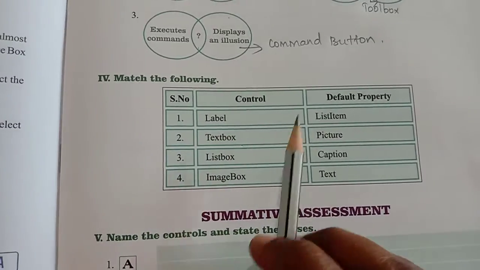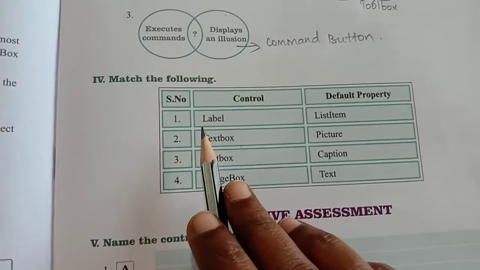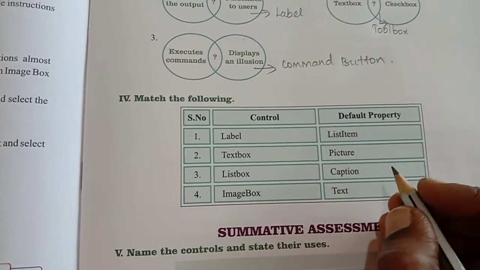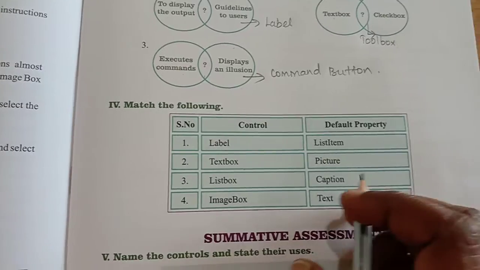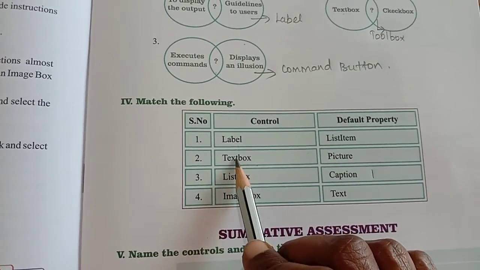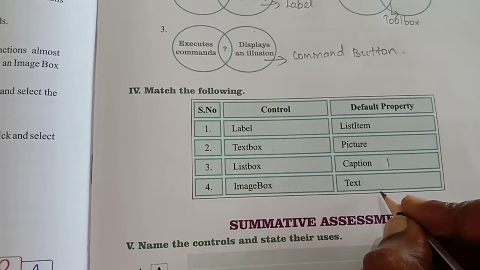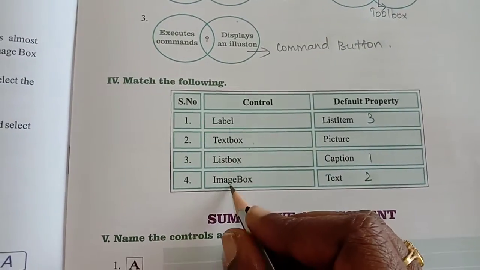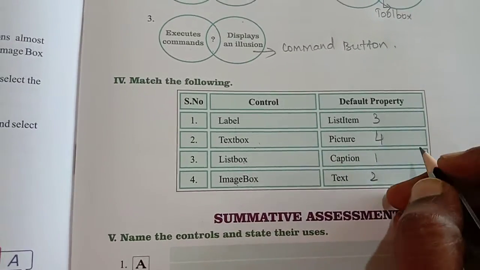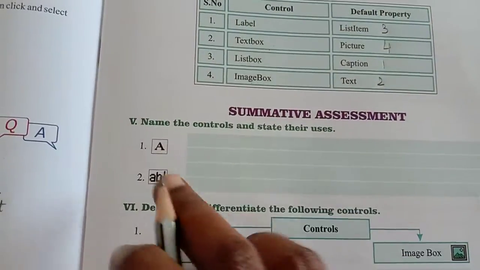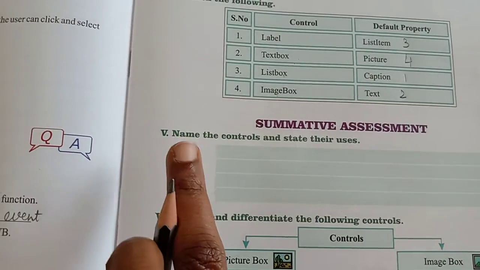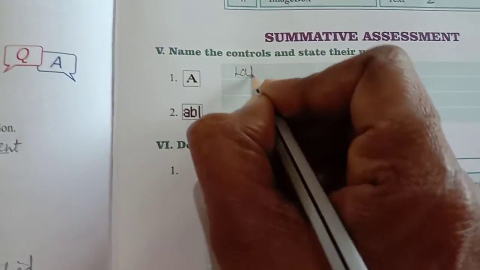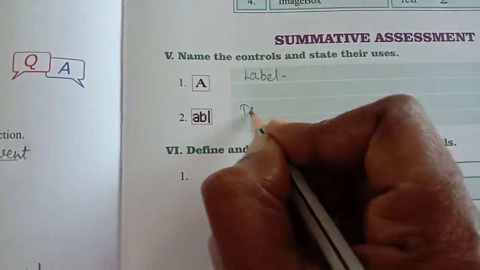Match the following. We have the control and we have the default property also. Label: it is the caption property, you can change the caption name, right? Text box: it is the text property. List box: list item. Image box: that is the picture. Okay. What is the first icon? It is a label. And this is a text box.